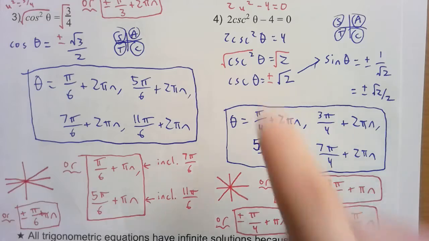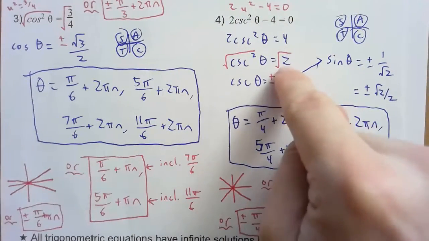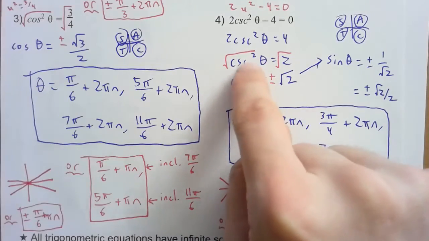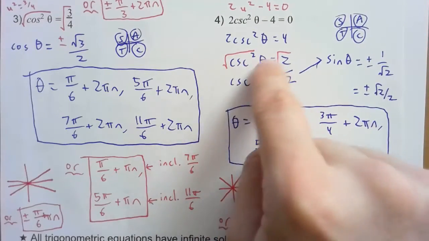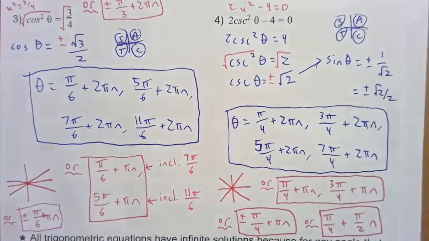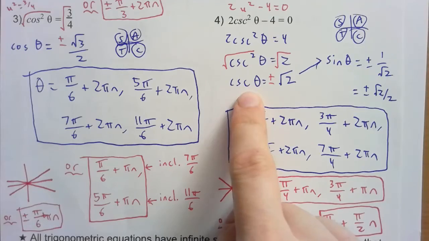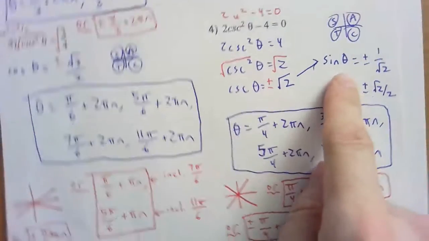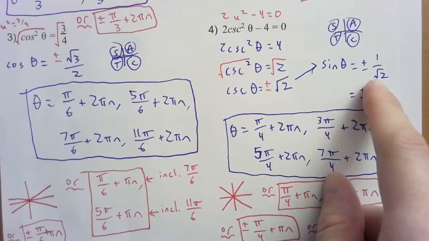Right? So just to back up here, when we solved this, we had to add the 4 and divide the 2. And then we had to square both sides to cancel out the squared. Make sure whenever you square both sides, if you add the square root, you add the plus or minus. And then anytime we have something like cosecant, cotangent, secant, we always want to flip that around. And so that turned into sine of theta is plus or minus 1 over root 2.